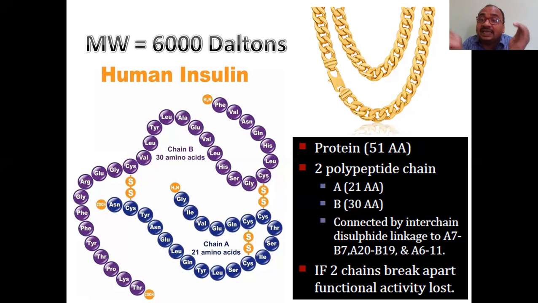Chain A consists internally of a small loop with a link. So those connecting points are also important, in which positions it is connected. That is very important. Connected by the interchain, that is between the chains, like international, between nations, or interstate, between states. Interchain disulfide linkage is at A7 and B7, the same amino acid position: A also 7, B also 7. Seven to seven connected, one disulfide bond.